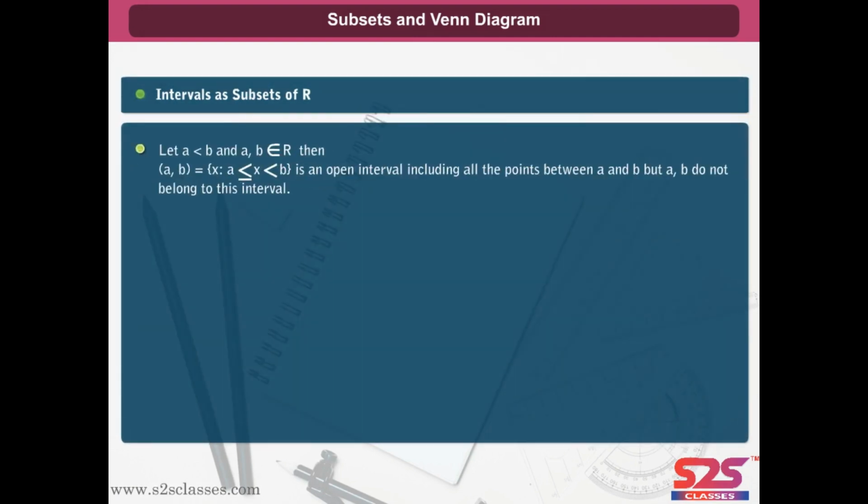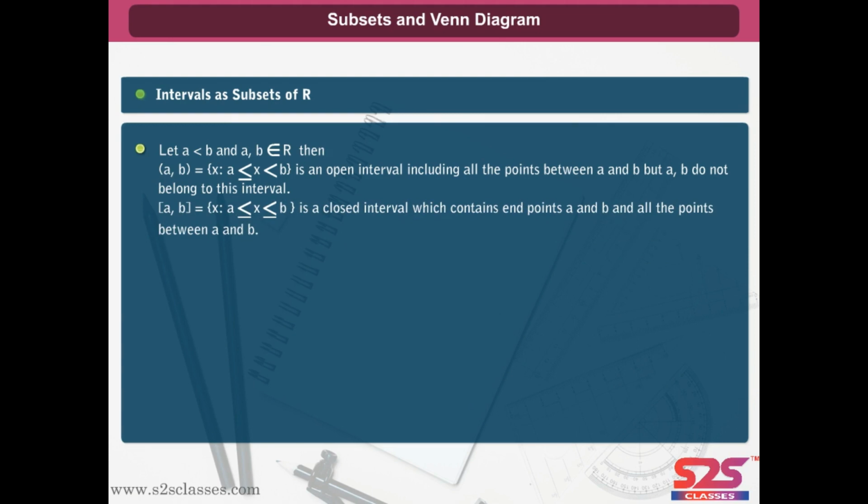Intervals as subsets of R. Let a be less than b, and a and b belong to the real numbers. Then the first expression is an open interval including all the points between a and b, but a and b do not belong to this interval. The second expression is a closed interval which contains endpoints a and b and all the points between a and b.